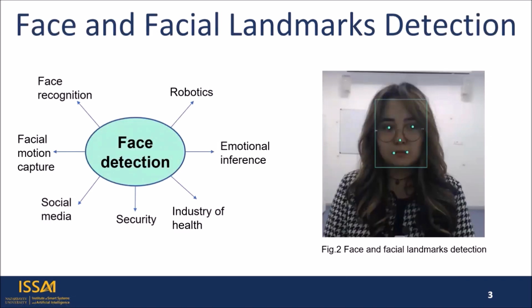Face detection is artificial intelligence-based computer technology used to find and identify human faces in digital images. Face detection is the first and essential step for face recognition, and it is used to detect faces in the images. It is part of object detection and can be used in many areas such as face recognition, robotics, emotional inference, industrial health, security, social media, and facial motion capture.